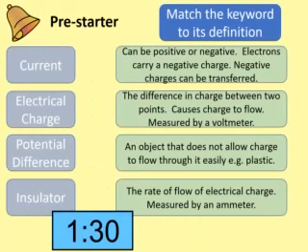Some of our keywords from previous presentations. On the left hand side of the page we have the keywords current, electric charge, potential difference and insulator. And on the right hand side, mixed up, we have the keyword definitions. I'd like you to spend a minute and a half seeing if you can work out which keyword goes with which definition.